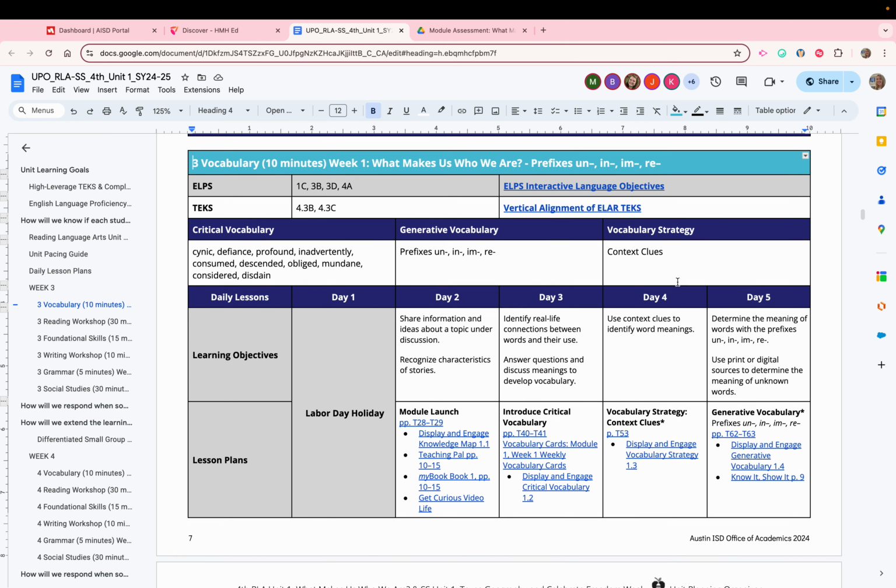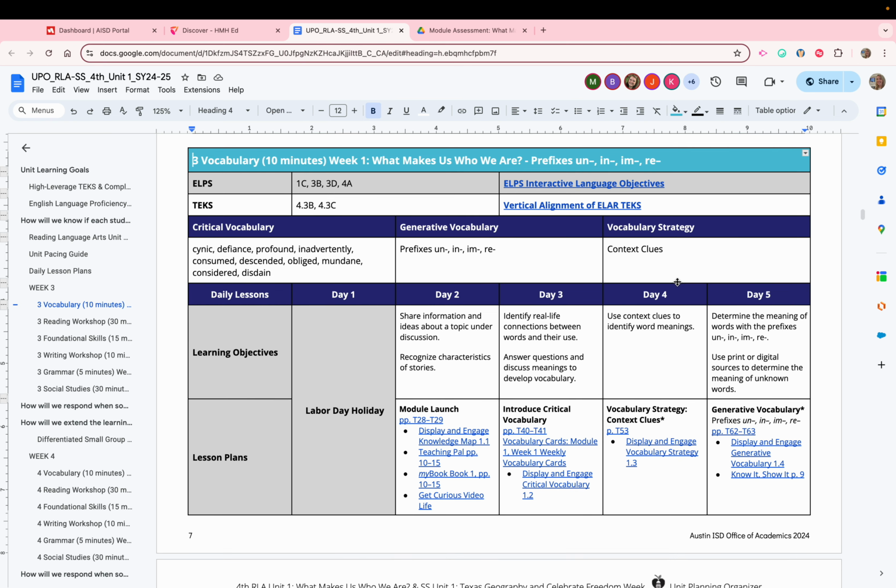HMH follows a pretty nice pattern for vocabulary. Within the 3-week cycle, the first day of vocabulary will always be a module launch where you're just kind of investigating the vocabulary of the unit, thinking about the academic vocabulary that's going to be used in the unit.